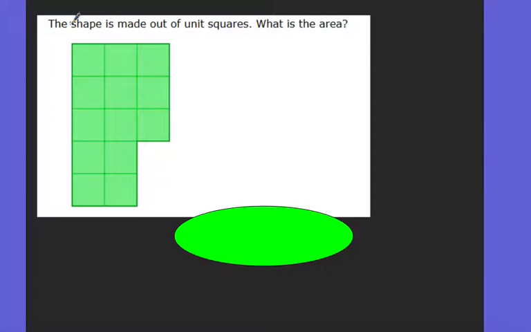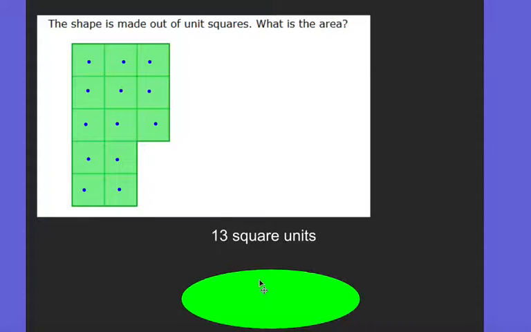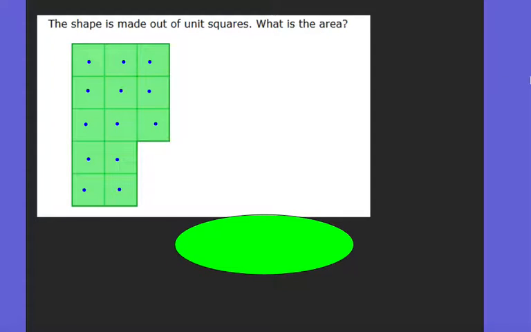All right, so this shape is made out of squares. Let's find the area. The area is the inside, so we want to put a dot. 1, 2, 3, 4, 5, 6, 7, 8, 9, 10, 11, 12, 13. What's my area? 13 square units. I put that word square in there because the inside is counted in squares. I'm just going to say units because it doesn't tell me what else it's made out of. So it's 13 square units is the area.